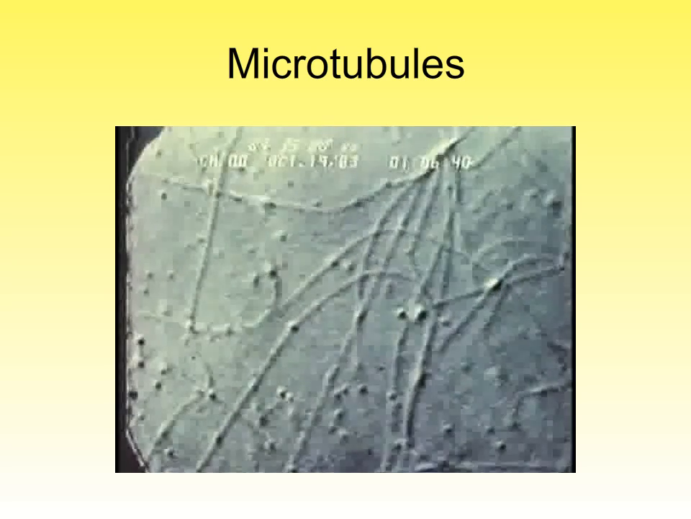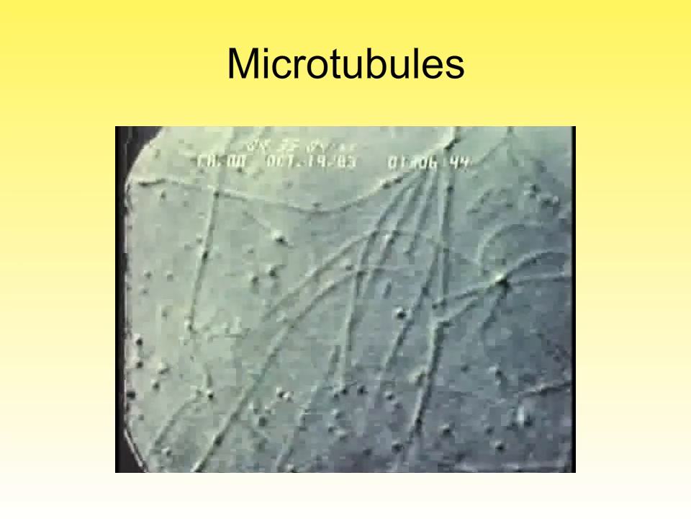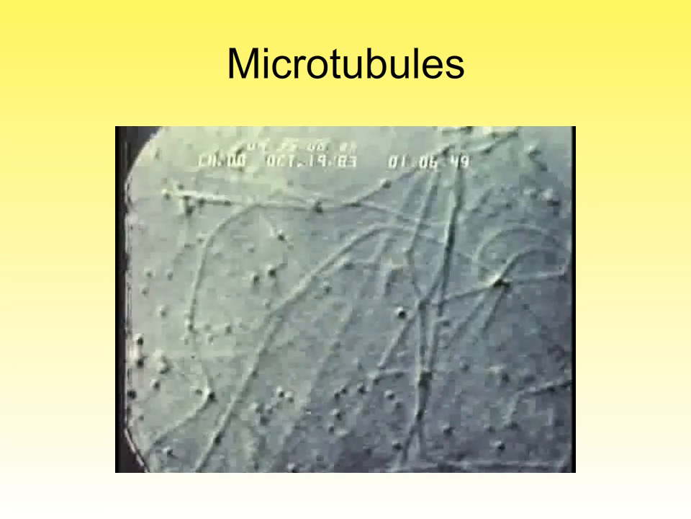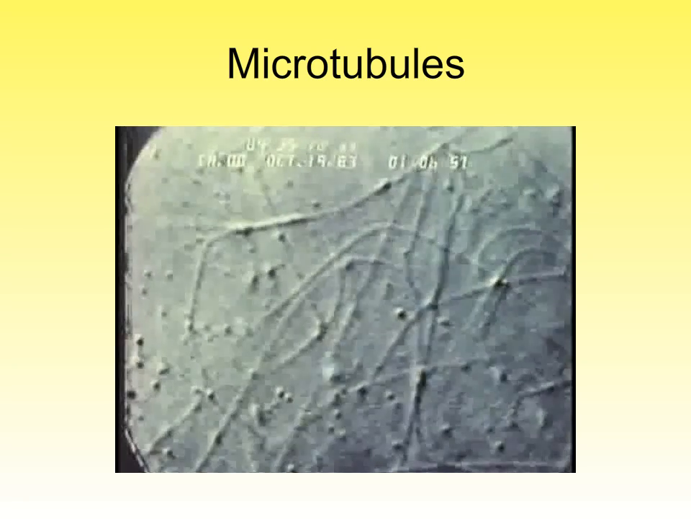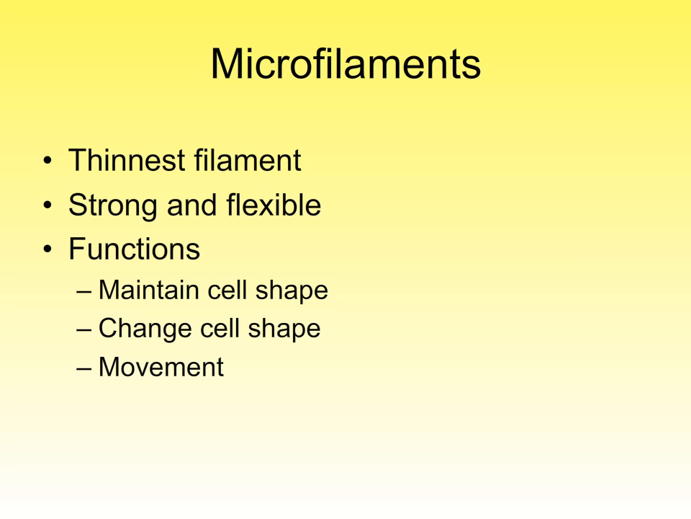Here we see a video of vesicles being transported along microtubules. It is hypothesized that the kinesin takes about 100 steps in a second. Microfilaments are composed of protein subunits called actin. Two strands of actin are twisted together to form the filament. Microfilaments are the thinnest filament, yet the twisted arrangement of the strands allows them to be strong and flexible.